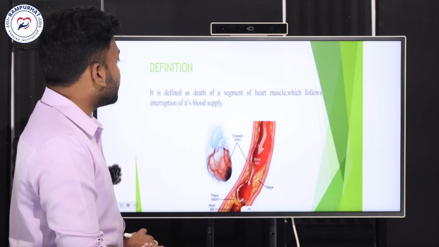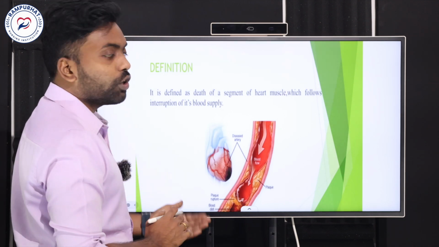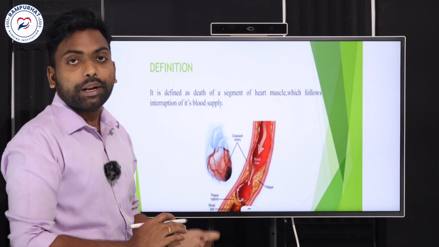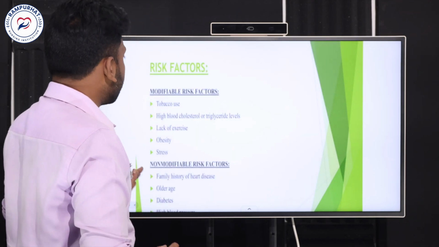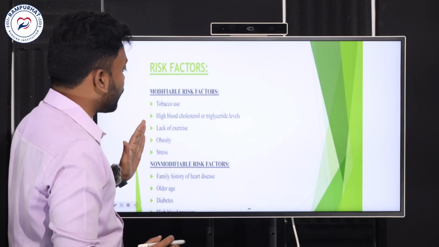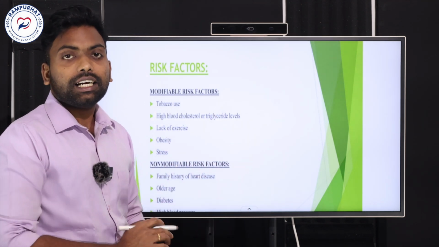Here the definition is: insufficiency or interruption of the blood supply to the middle layer of the heart. It leads to heart attack, as we know. So what are the risk factors? What are the risk factors that may lead to a heart attack?